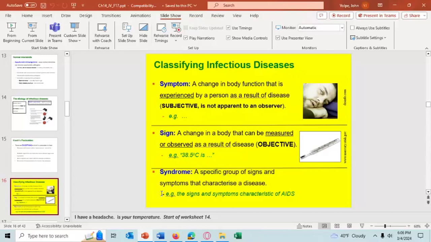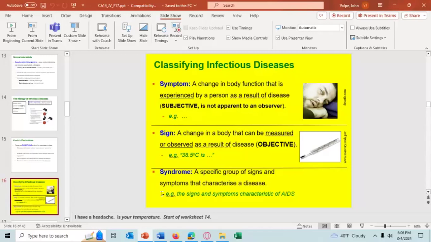So it is subjective. A sign, on the other hand, is a change in the body that can be measured or observed as a result of disease. So a sign is an objective measure. For example, if someone has a temperature of 38.5 degrees Celsius, and that's something over 100 degrees Fahrenheit, that temperature can be measured by somebody else. So that's why we call it a sign, not a symptom.